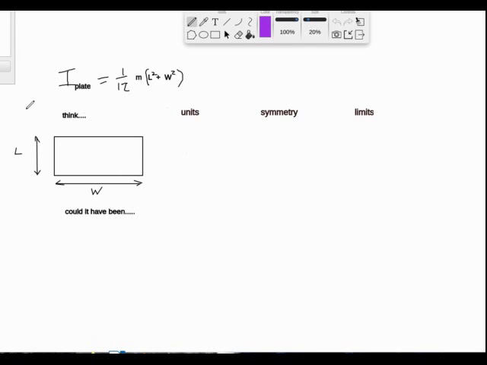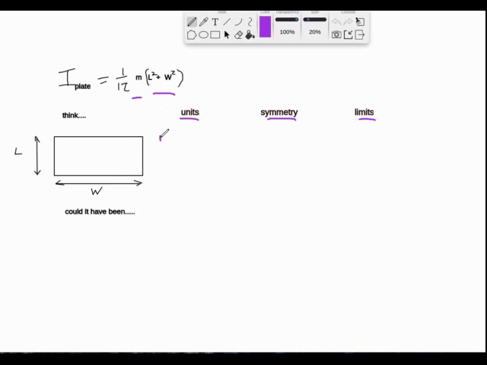So here, the answer for a plate, which hopefully you should have gotten, is 1/12 mass times length squared plus width squared. Let's think about it from three perspectives. Let's think about it from a units perspective, a symmetry perspective, and a limits perspective. So obviously the units of this are okay. This is kilograms for the mass, and then meters squared for the L squared plus W squared. So like what else that has the same units could we have put here?